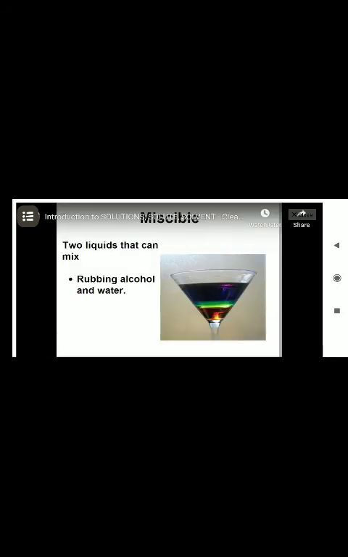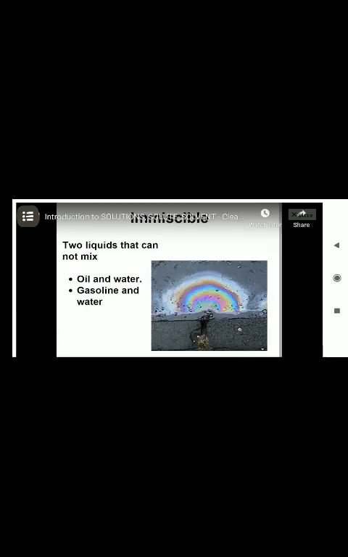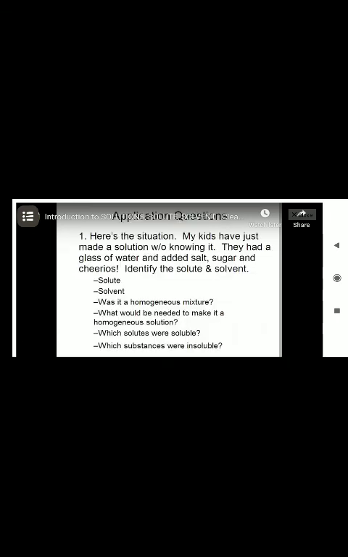An example of this would be rubbing alcohol and water, hydrogen peroxide and water. The picture to the right, though, shows something that is immiscible. Oil and water are examples of things that don't mix. The picture to the right shows a gasoline stain on a wet street. Now that we've identified key words in discussing solutions, let's apply our knowledge.